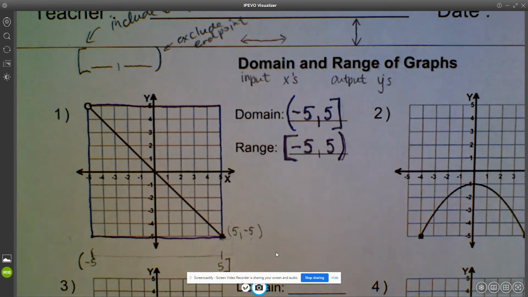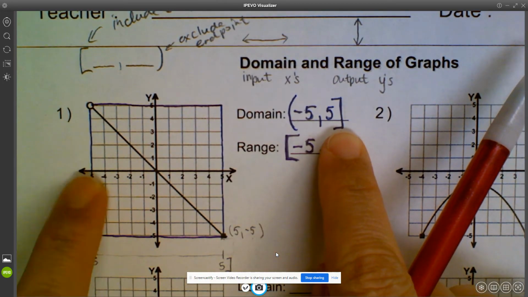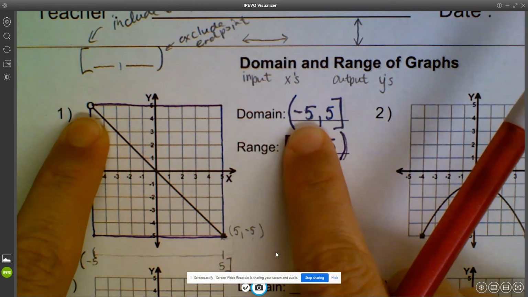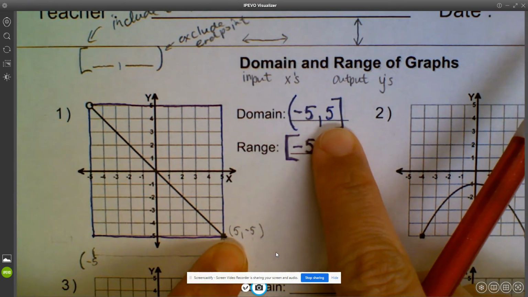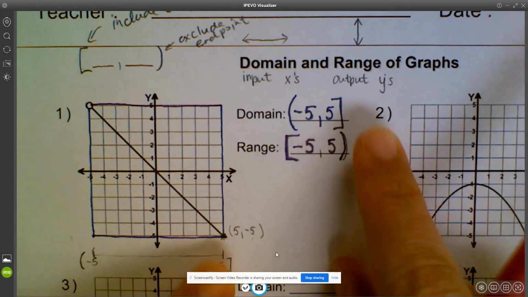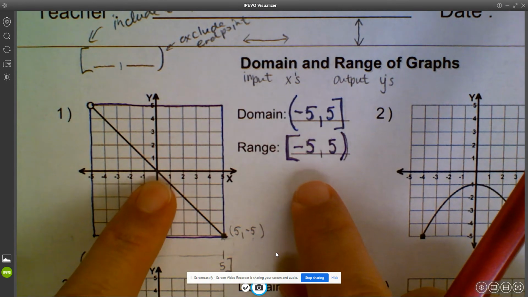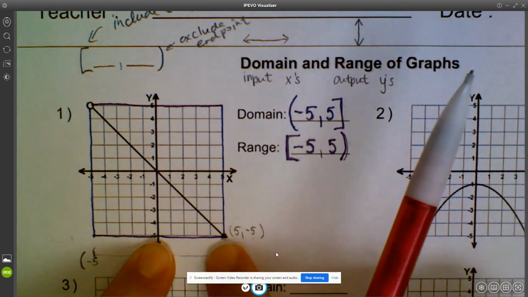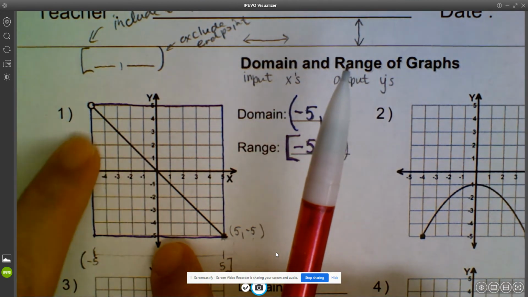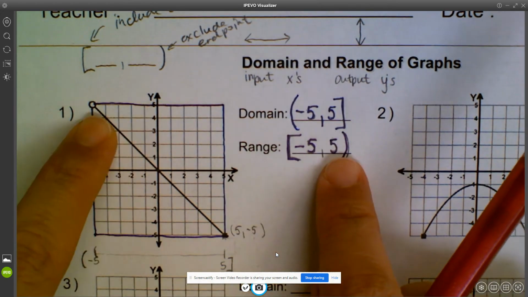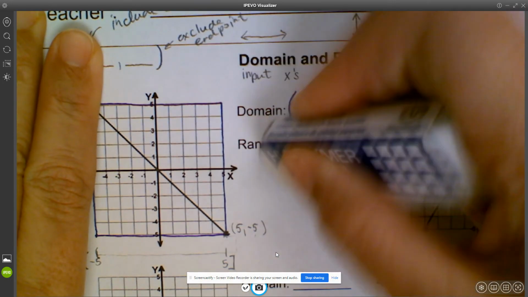When I look at my domain, how far to the left does my graph go? Well, it's going to go all the way out here to x equals -5. How far to the right does it go? It goes all the way out to x equals +5. Now let's look at the range. What are my possible y values? Well, my y coordinates travel all the way down to -5, and then my y coordinates travel all the way up to +5. And that's how you find the domain and range for this first one.